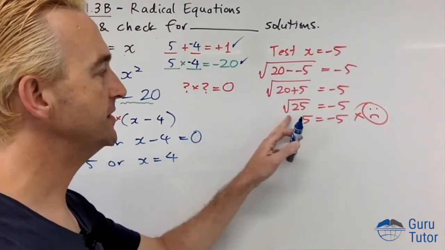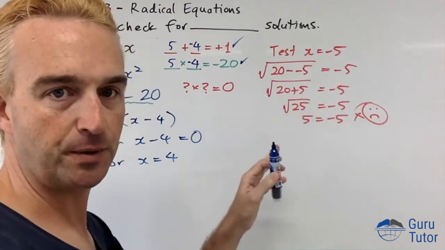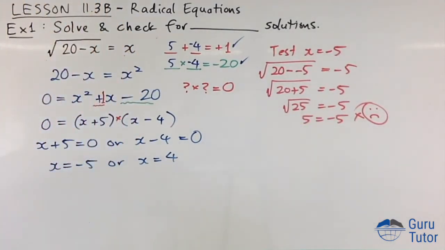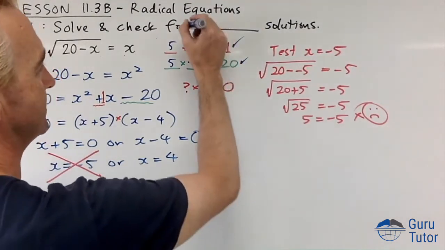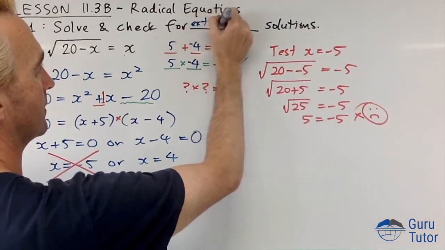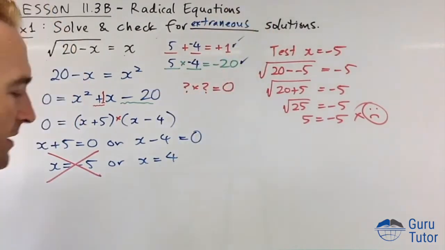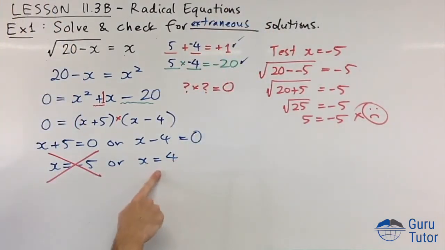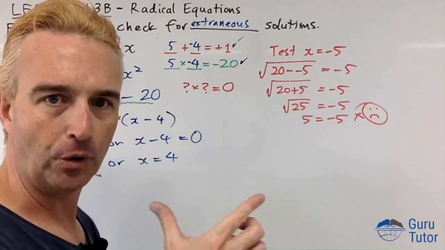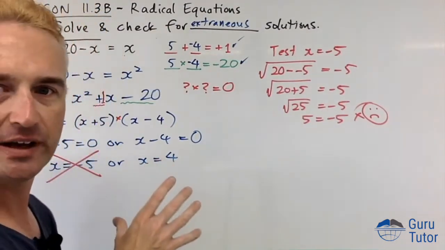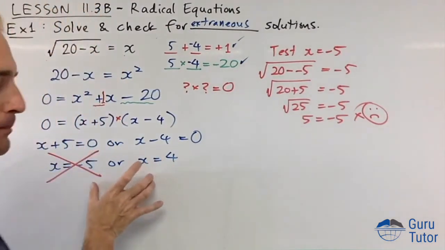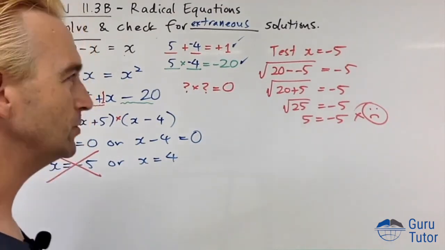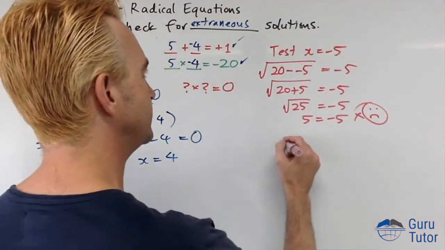Remember, there's no plus and minus there. It's just positive root 25 equals positive 5. So that doesn't work. That gets rejected. Okay, that is called an extraneous solution. Here's a cool word. All right, let's test this one. So you might get both solutions are okay, or you might get one extraneous, or you may even get both extraneous, and then you say no solution. I wonder which one this is going to be.